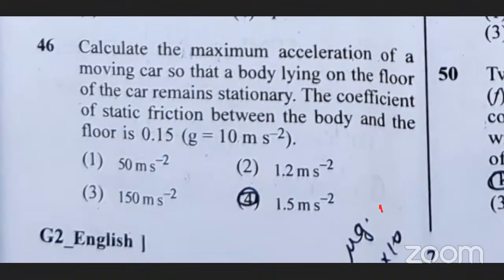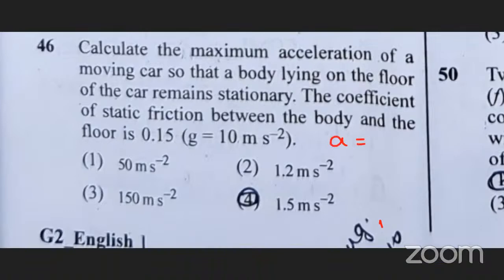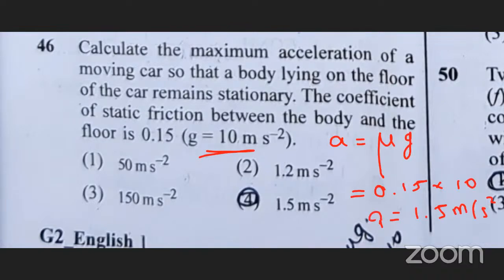The acceleration a is equal to mu g. So it's 0.15, take the value of g as 10. So it is equal to 1.5 meter per second square. So the maximum acceleration of the moving car is 1.5 meter per second square. So option 4 is the right answer.